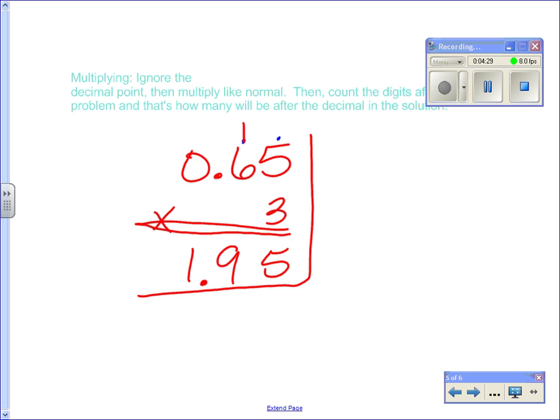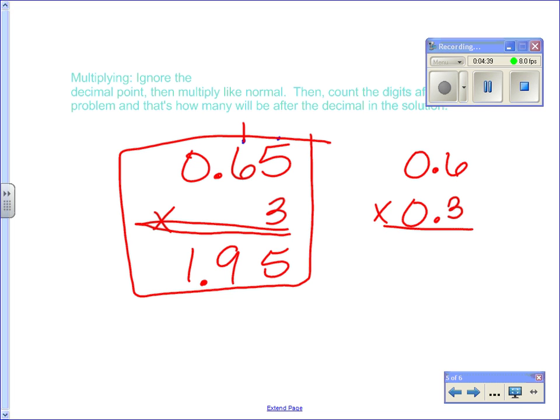Okay? Same thing is true if you have a decimal in both parts of your problem. So if you had, for example, 0.6 times 0.3. Again, 6 times 3 is 18. And there are 2 digits. The tendency is going to be kids want to put that decimal right here, but it's not. There are 2 digits after the decimal in my problem. There will be 2 digits after the decimal in my answer.